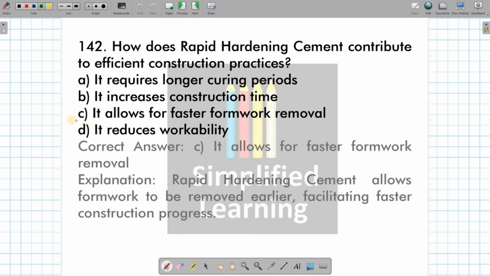Then how does rapid hardening cement, let's call it RHC, contribute to efficient construction practices? It allows for fast formwork removal. Okay, because it is setting early, it is gaining strength early. That's why we can remove the formwork easily and early.